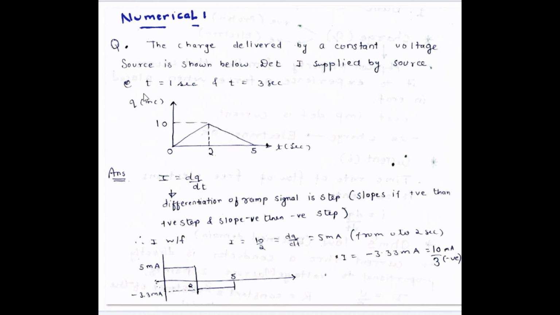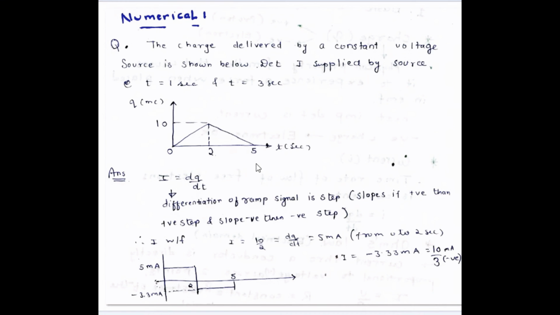So the answer for the first question, what is the current at time t equal to 1 second, lies here. It is 5 milliamperes, because we have obtained 5 milliamperes from 0 to 2 seconds, and we have been asked about t equal to 1 second. So I is equal to 5 milliamperes at t equal to 1 second is our first answer.